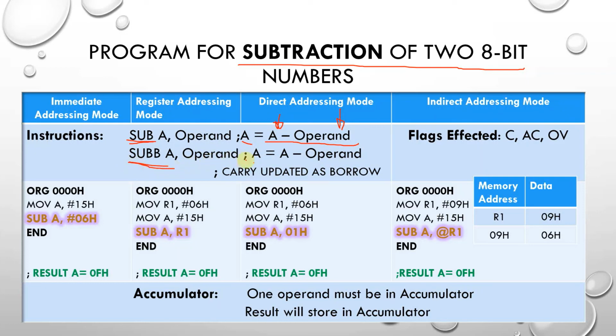SUBB is subtract with borrow. In this, the operation is A equals A minus the operand, same as above, but here the carry is updated as per the status of the borrow. The flags affected in these instructions are carry, auxiliary carry, and overflow flag. Here also the operand can be provided in any of the addressing modes.